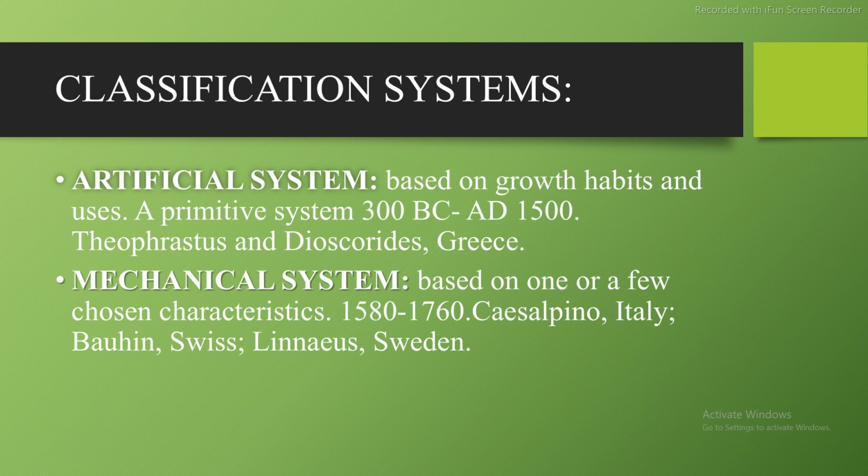Next is the mechanical system. The mechanical system is based upon one or a few chosen characteristics, and the time period of this was 1580 to 1760. It was given by Cesalpino in Italy, Bauhin in Switzerland, and Linnaeus in Sweden.